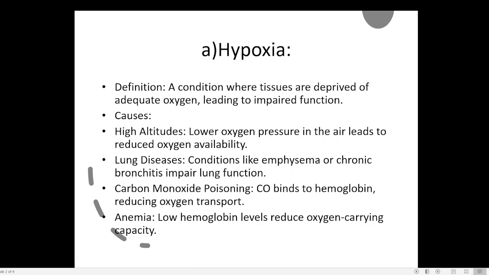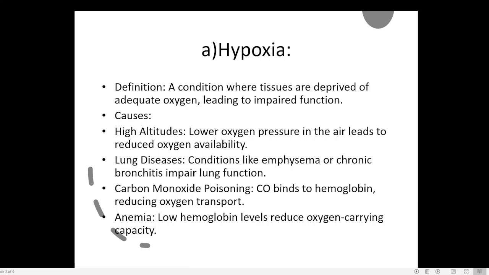Now here, hypo means low, oxia means referring to oxygen. So the definition you can see here: it's a condition where tissues are deprived of adequate oxygen, that our body cells are not getting enough oxygen, and that will lead to a situation in which they won't be able to work properly. That will lead to impaired function. Impaired means not proper, the working is affected. Impaired means bad functioning. So that is how we are defining hypoxia, a condition where tissues are deprived of oxygen, so that they may not be able to work properly.